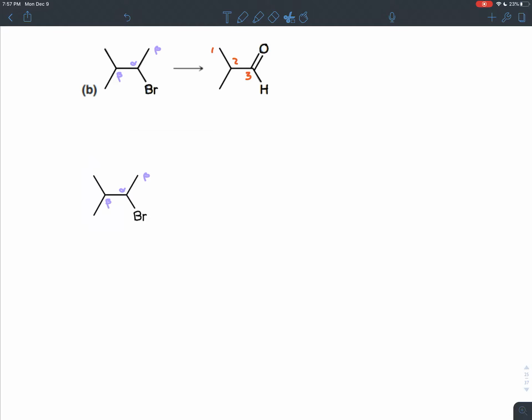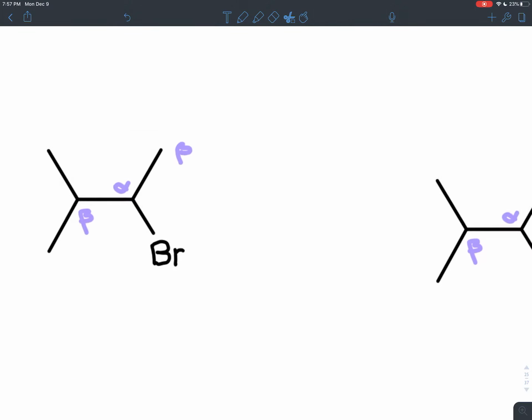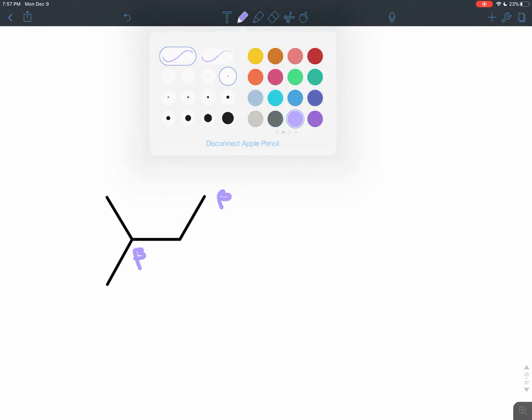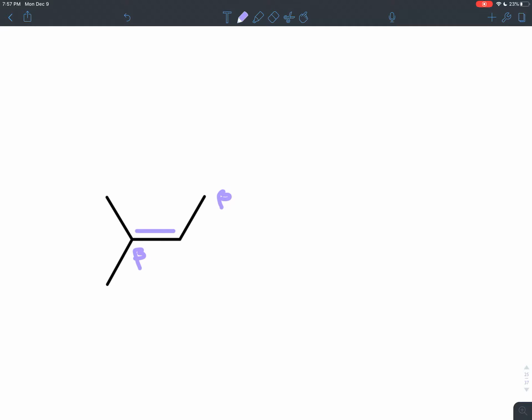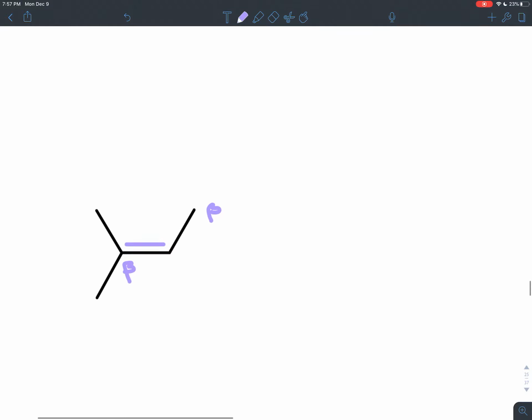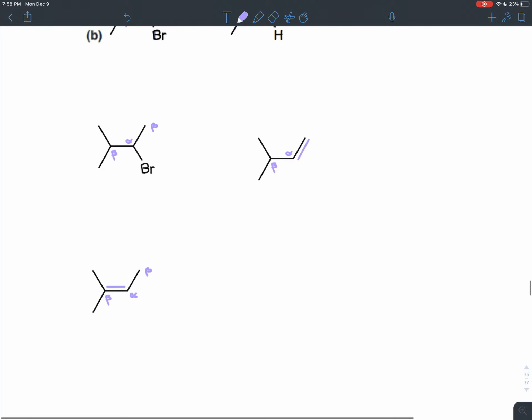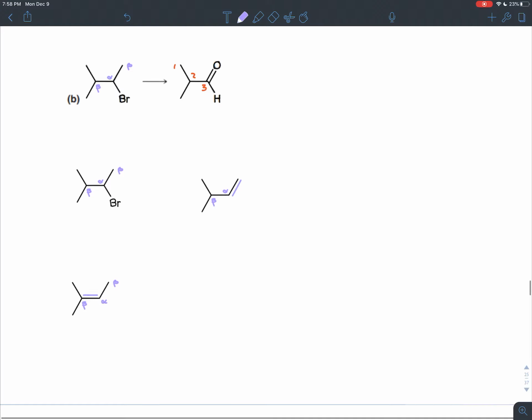So if we take this, we could either do an elimination reaction toward the beta carbon on the left, in which case the bromine would leave, and you'd form a pi bond in this direction. Or you can do an elimination reaction toward the other beta carbon. The bromine would leave, and you'd form the pi bond in the other direction. Now, which one do we want?